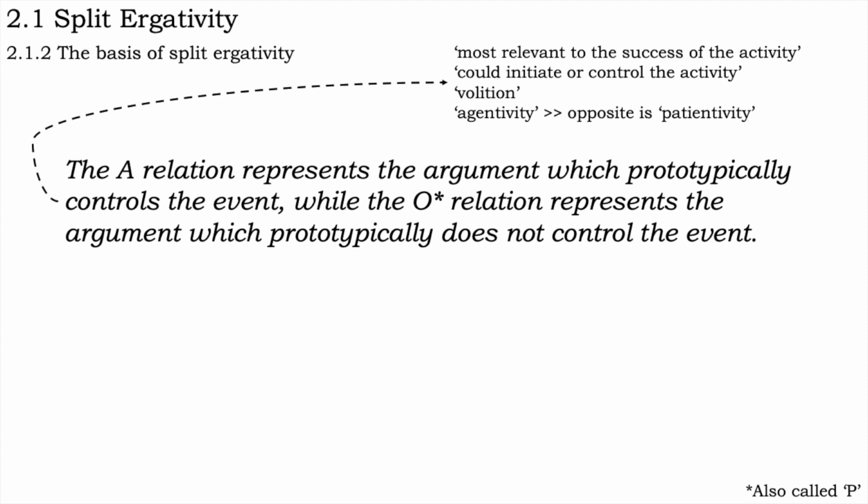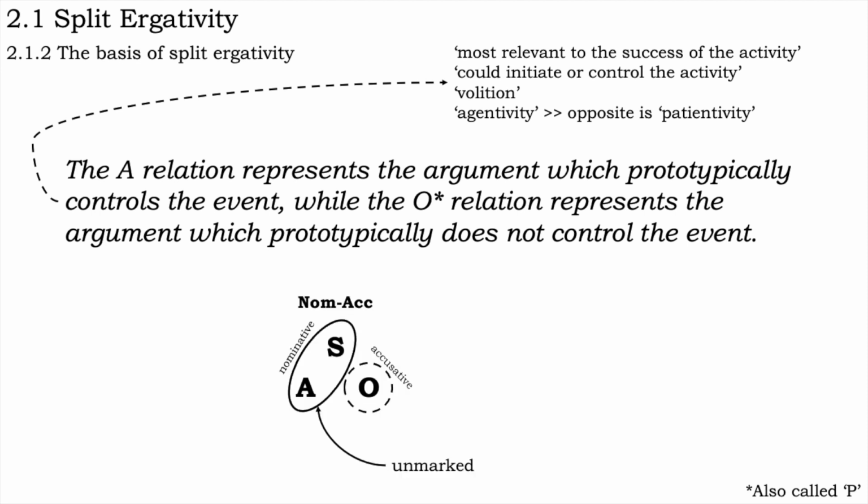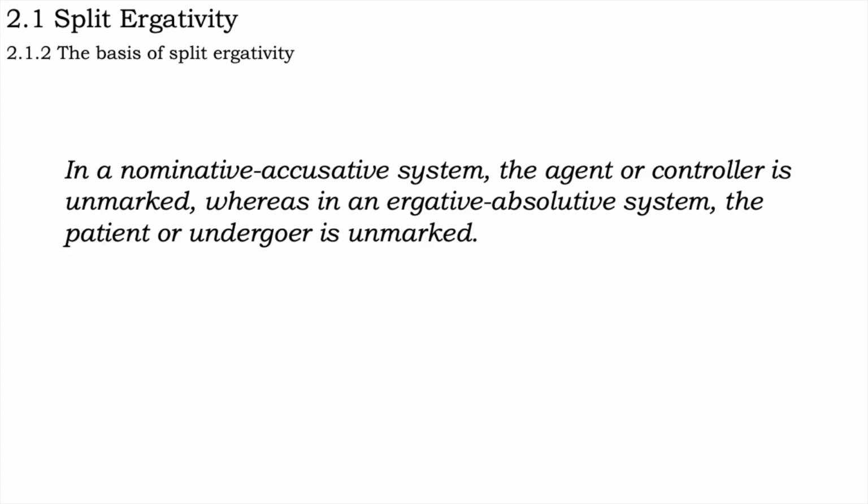Now recall that the unmarked case in a nominative-accusative system is the nominative, ignoring marked nominative systems, which covers A, whereas the unmarked case in an ergative-absolutive system is the absolutive, which covers P. But as the quote above states, A is the argument which is prototypically in control, whereas P is the argument which is prototypically not in control. Combining these two observations leads to the following fact, which is highly relevant for a split ergative system. In a nominative-accusative system, the agent or controller is unmarked, whereas in an ergative-absolutive system, the patient or undergoer is unmarked. This fact is the basis of many split ergative systems.